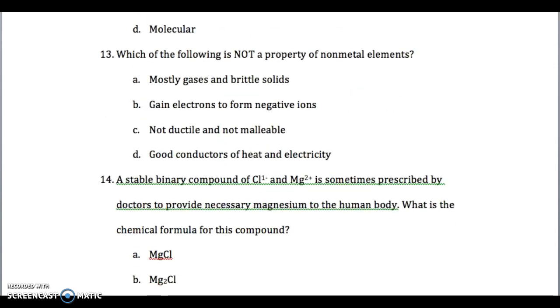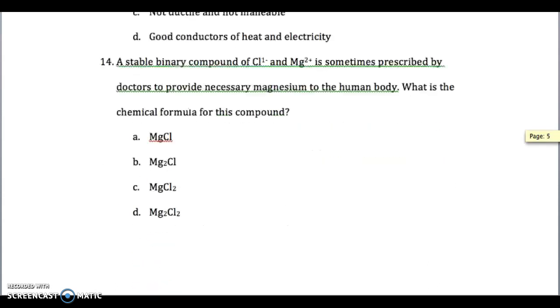Number 13. Which of the following is not a property of nonmetal elements? A. Mostly gases and brittle solids. B. Gain electrons to form negative ions. C. Not ductile and not malleable. Or D. Good conductors of heat and electricity.